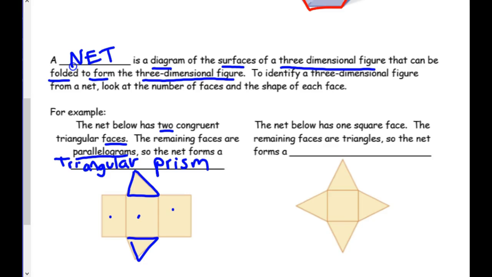Over here, on the right, the net below has one square face. Now, when you have one face, remember, that eliminates prism, and it eliminates a cylinder, okay? One face is either going to be a pyramid or a cone, right? So what we do is we ignore the triangles, and we think, what's that base? A square, okay? So what kind of pyramid is it? A square pyramid. There's actually no extra little letters on that. It's just square pyramid, okay? Cool.